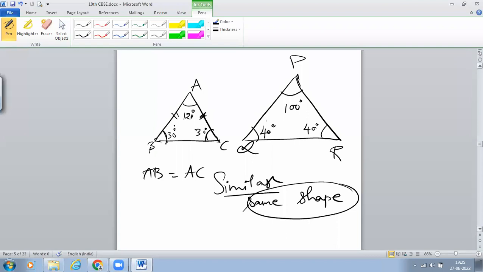But here the shape itself is differing, right? One minute. Please give me a minute, I'll think about it.